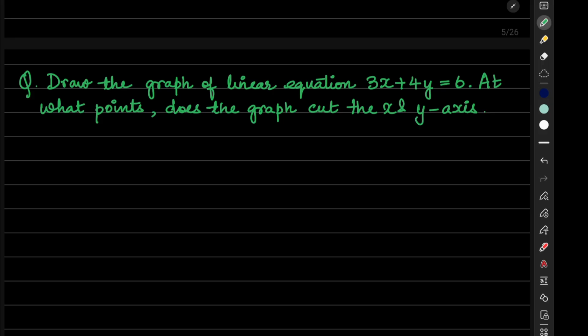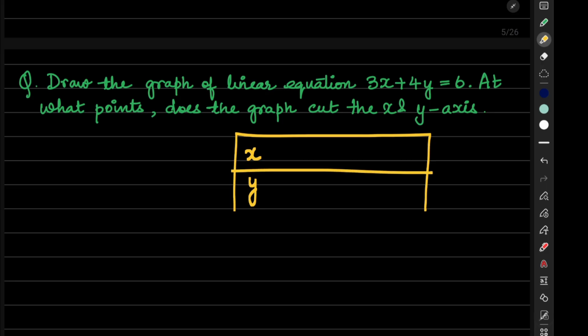So you are given the linear equation 3x plus 4y equal to 6. At what points does the graph cut the x and y axis? First of all, let's find the solution. Probably I'll do the solution and then you can take it forward. So draw a table x, y, and for multiple values of x and y, you have to find the solution.